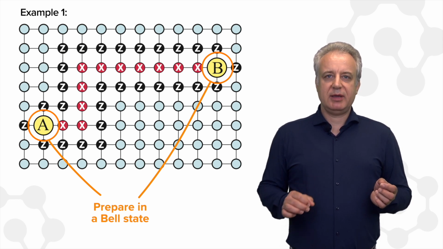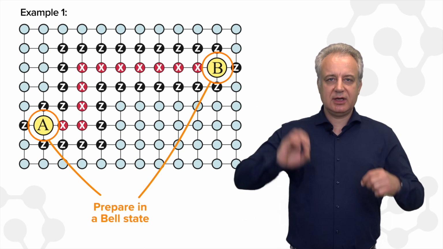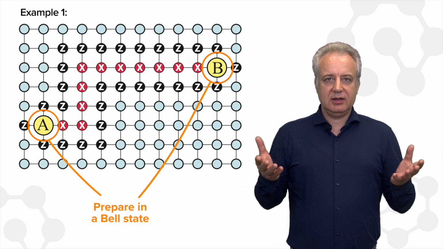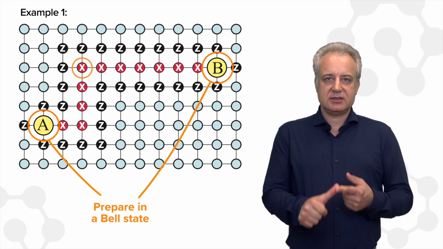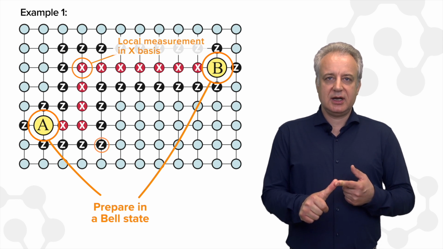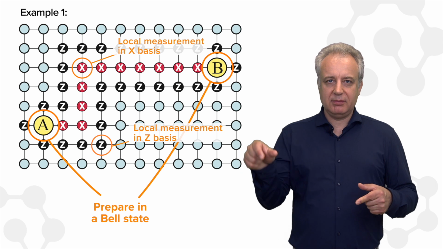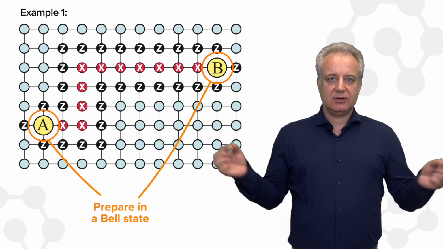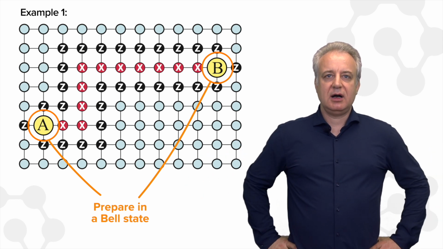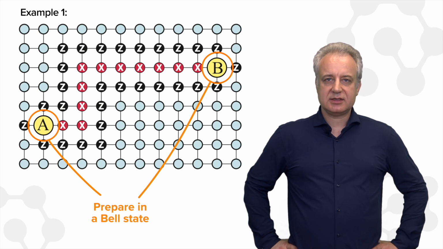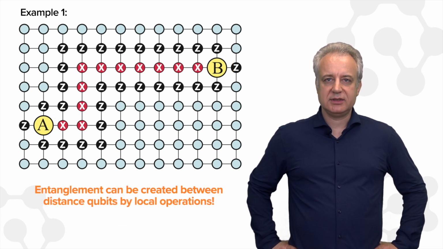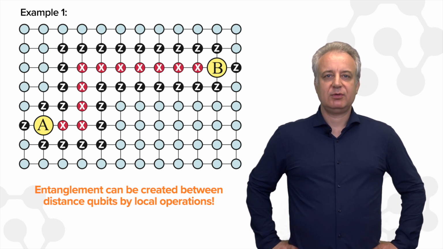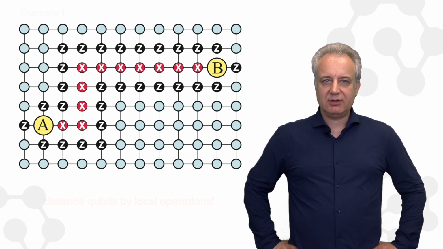We can do this by measuring individual qubits on this two-dimensional grid in specific bases. And that's what you see here on this image. You have qubits measured in the eigenbasis of sigma x and qubits measured in an eigenbasis of sigma z, and those form a tube that ranges from A to B. After these measurements, those distant qubits A and B are prepared in a Bell state. So cluster states allow you to create entanglement between distant qubits by local operations. So that was the first example. Now let's look at another example.